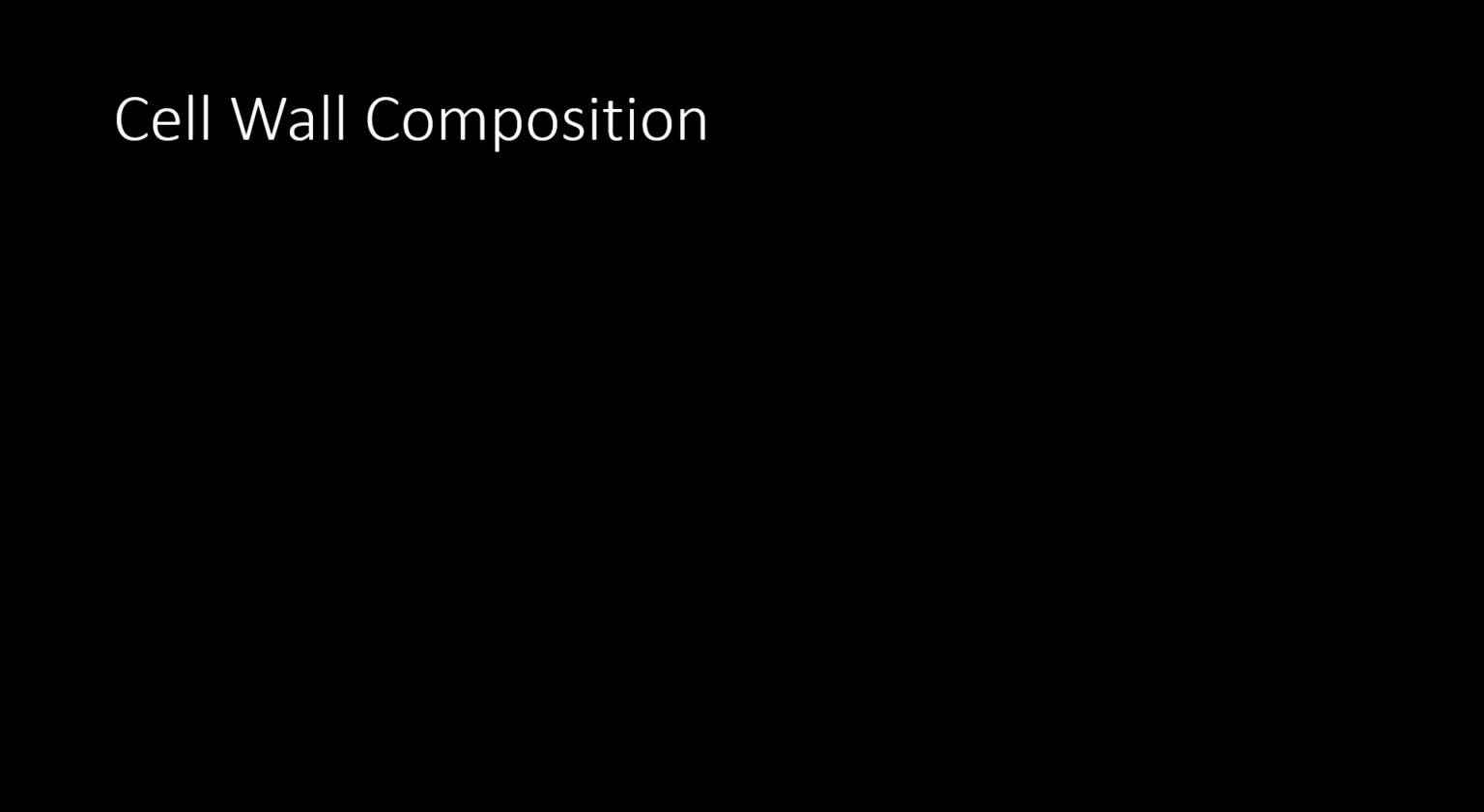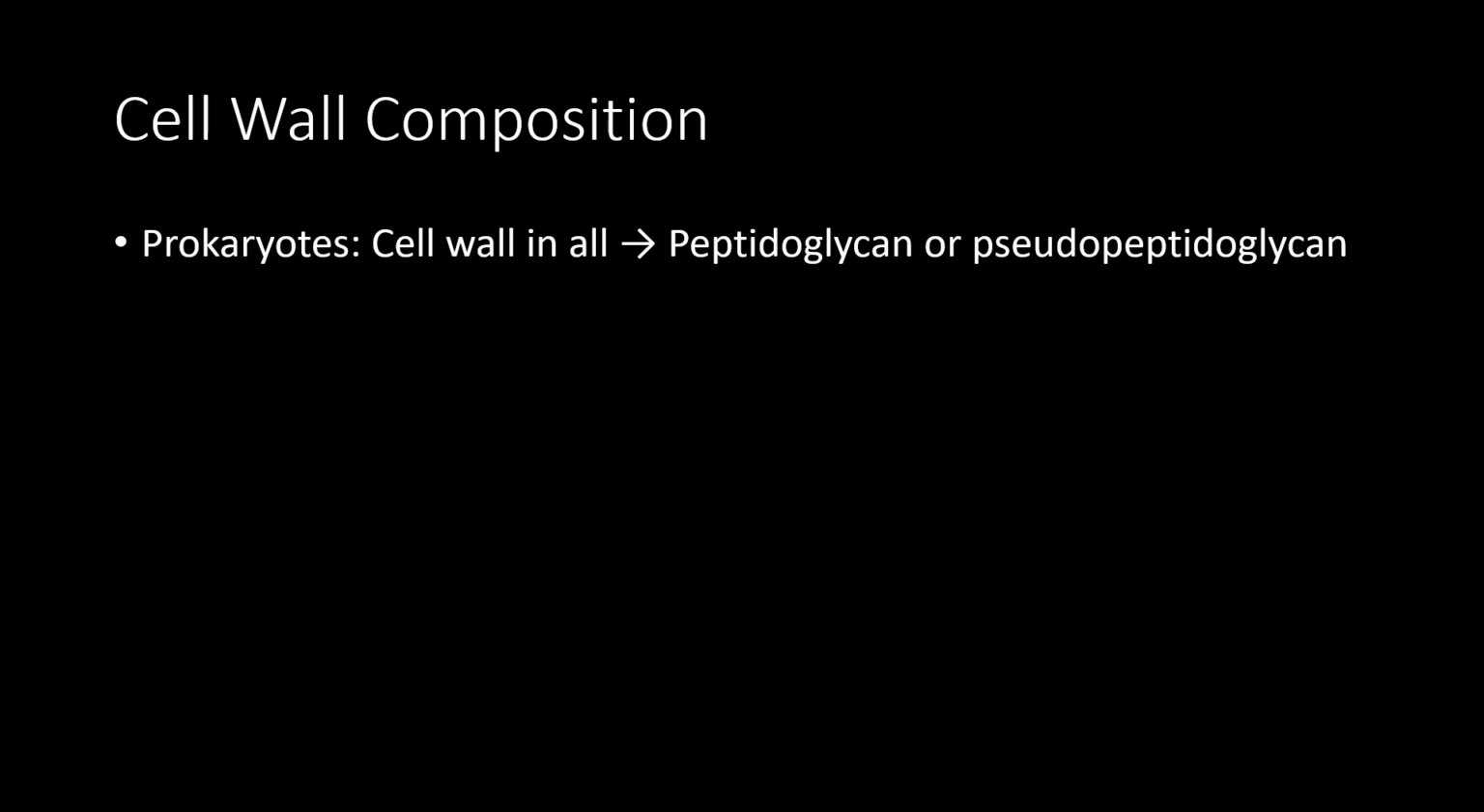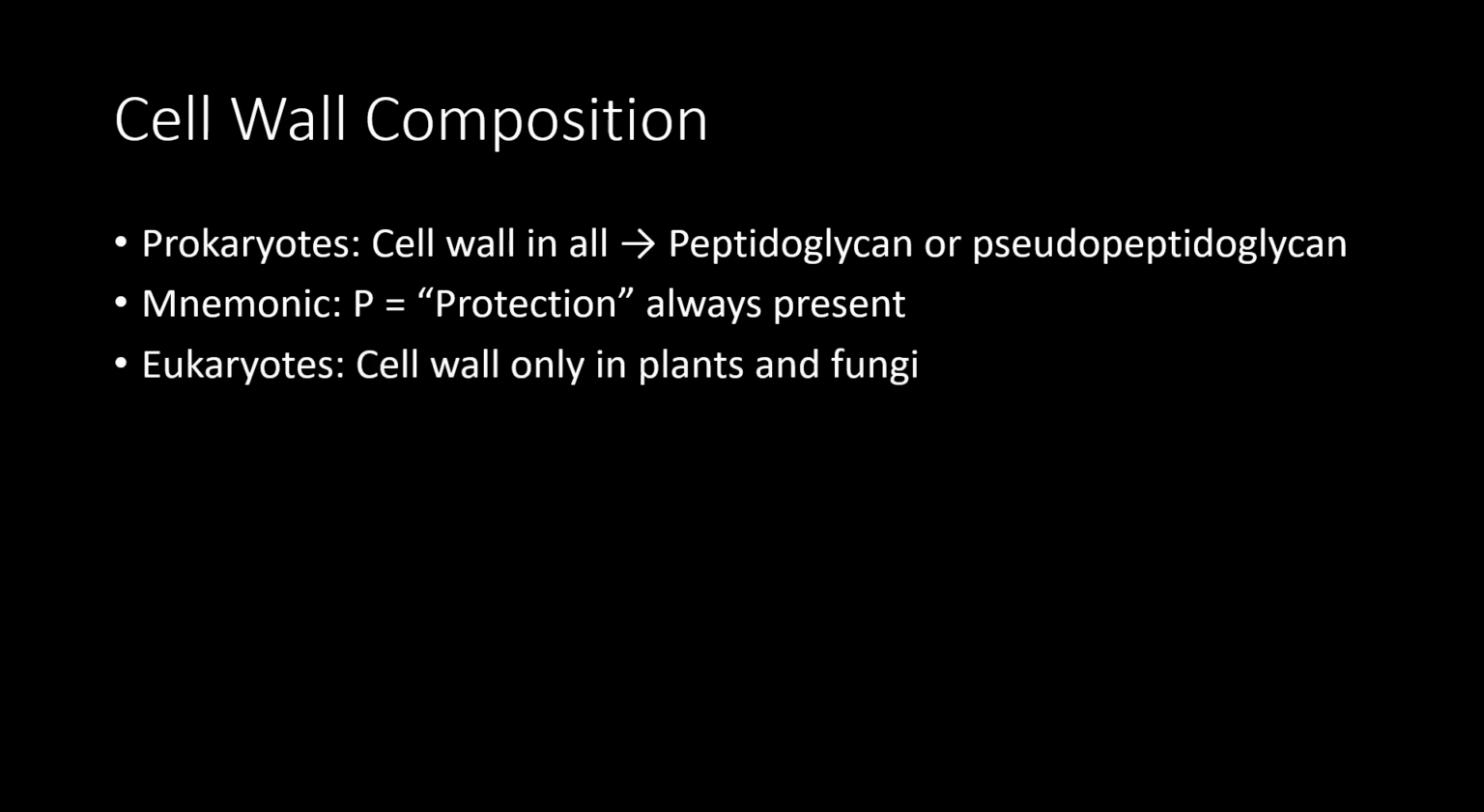The presence or absence of a cell wall is another area where the two cell types differ. In prokaryotes, the cell wall is present in all species, composed of peptidoglycan in bacteria and pseudopeptidoglycan in archaea, providing structure and protection. Eukaryotes only have a cell wall in plants and fungi, which is made of cellulose or chitin. The cell wall is absent in animals, which have other mechanisms for protection and structure. To remember this, you can think prokaryotes equal protection, since they all have a cell wall, and eukaryotes equal exceptions, because the cell wall is only found in certain eukaryotic organisms, like plants and fungi.